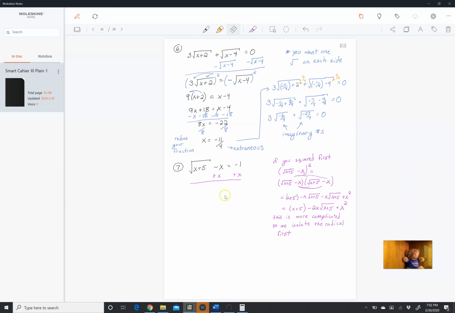So let's go back to this. We isolate the radical by adding x to both sides. So on this side we have square root of x plus 5. And then on the other side, I kind of like having the x first. It's positive, it's nicer to have the x first. So let's write this as x minus 1. Okay. And then we square both sides.